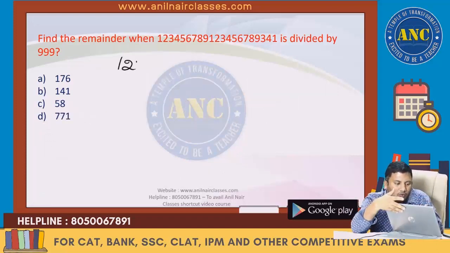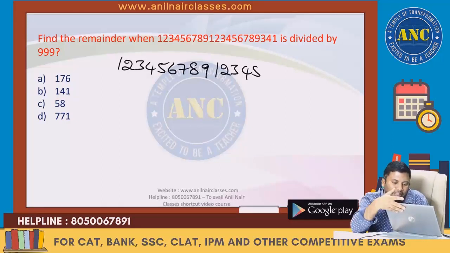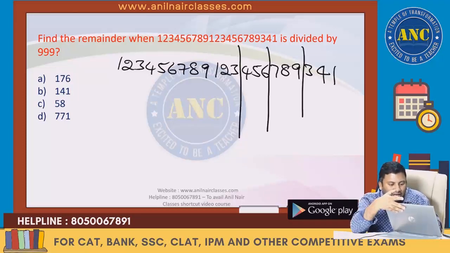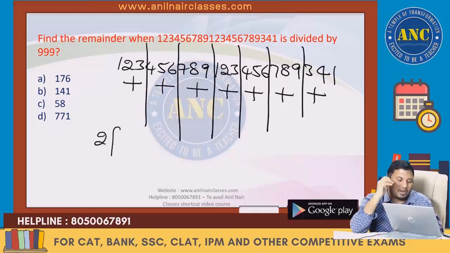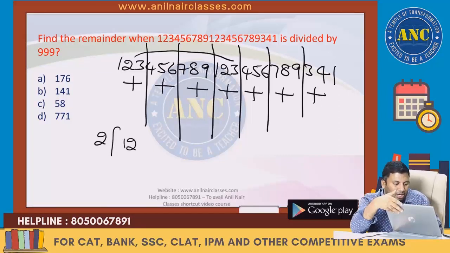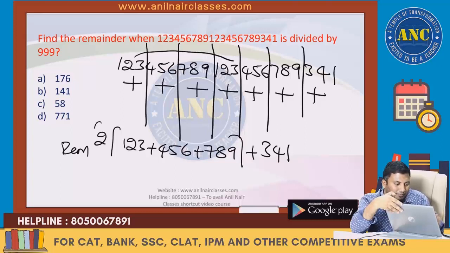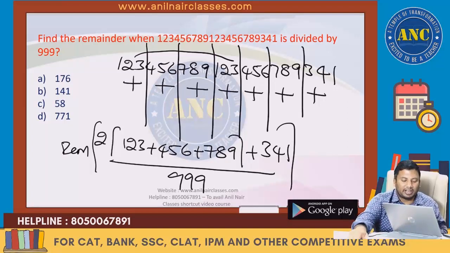These are nothing but 1, 2, 3, 4, 5, 6, 7, 8, 9, 341. Take a group of 3 digits. Add them. So 123. It will become 123 plus 123, 2 into 123, plus 456 plus 789 plus 341, divided by 999. Whatever the answer that you get by adding, that itself is the answer.